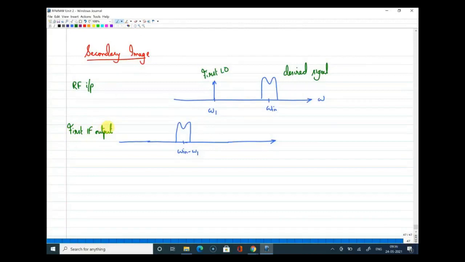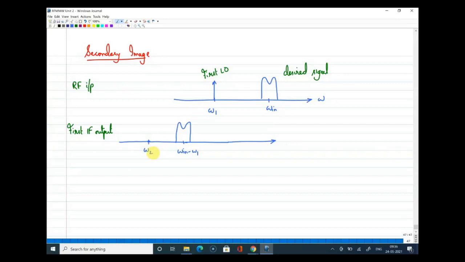This is omega in minus omega 1. Now for the second mixer, your second LO will be appearing at a lower frequency here. Say it is at omega 2.